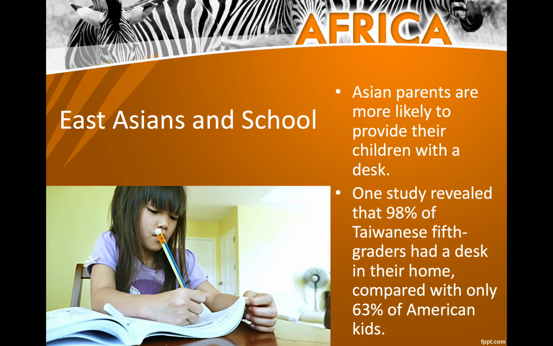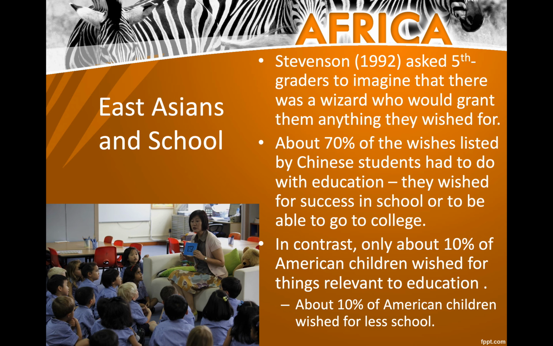Asian parents are more likely to provide their children with a desk. One study revealed that 98% of Taiwanese fifth graders had a desk in their home, compared with only 63% of American kids. Stevenson in 1992 asked fifth graders to imagine that there was a wizard who would grant them anything they wished for. About 70% of the wishes listed by Chinese students had to do with education.